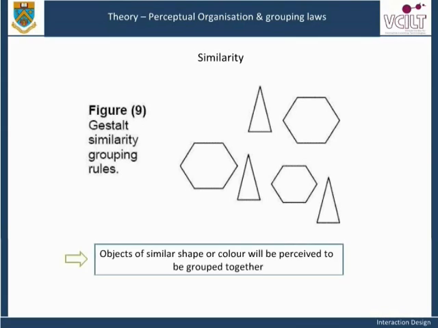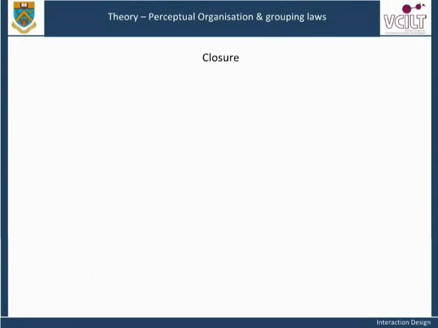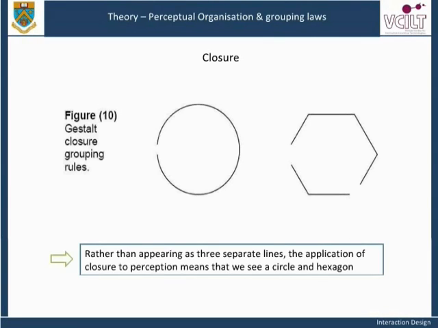Similarity. Objects of similar shape or color will be perceived to be grouped together, as in figure 9. Closure. Rather than appearing as 3 separate lines, the application of closure to perception means that we see a circle and a hexagon in figure 10.